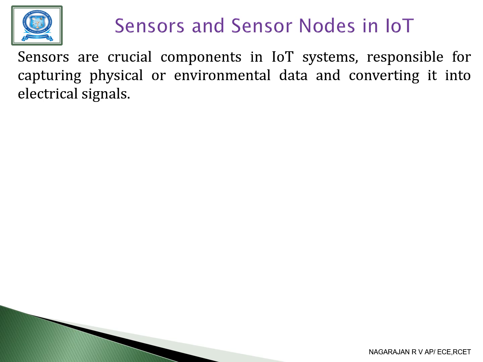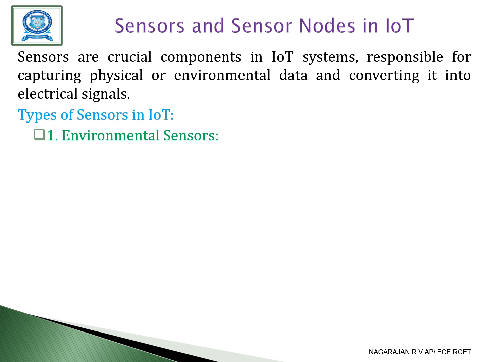Sensors are crucial components in IoT systems, responsible for capturing physical or environmental data and converting it into electrical signals. A sensor node refers to the combination of a sensor, microcontroller, communication module, and a power source, forming a self-contained IoT device that can sense, process, and communicate the data. Now let us see the types of sensors in IoT.